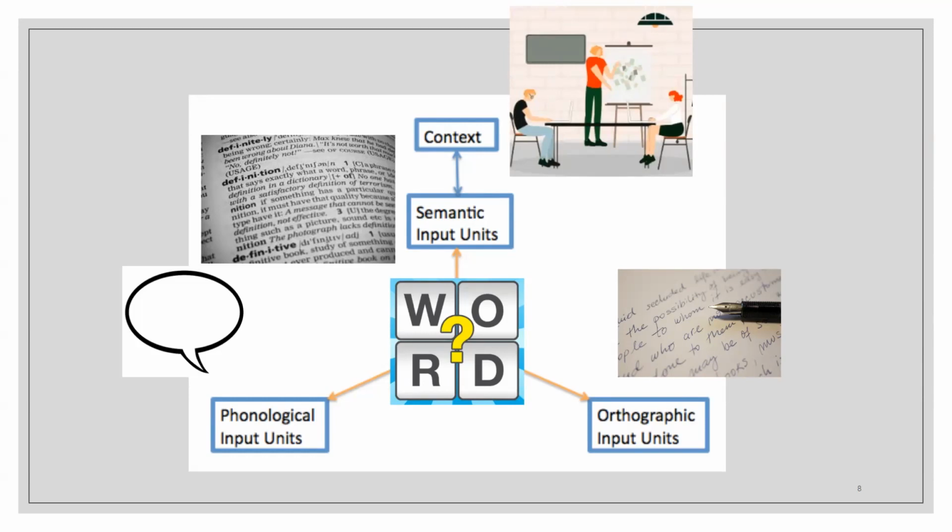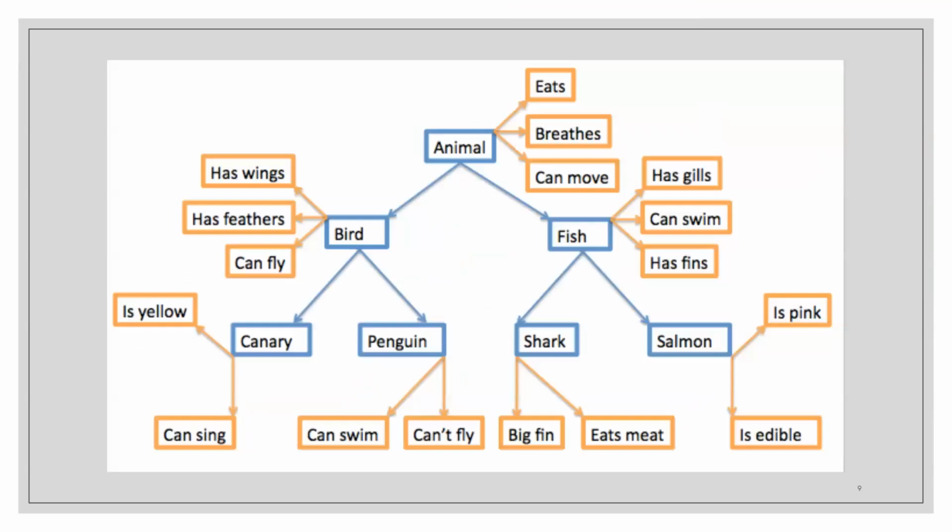There's the orthographic units. That's the writing, how the word is written, how the word is spelled. Semantic units, that's your definition, your meaning, right? What does the word mean? And again, words can have multiple meanings, and the semantic is always related to context, right? What does the word mean, and how does that meaning change depending on who's speaking it, where are you, what's the situation? So all of these things are all sort of linked together in your brain in some way.